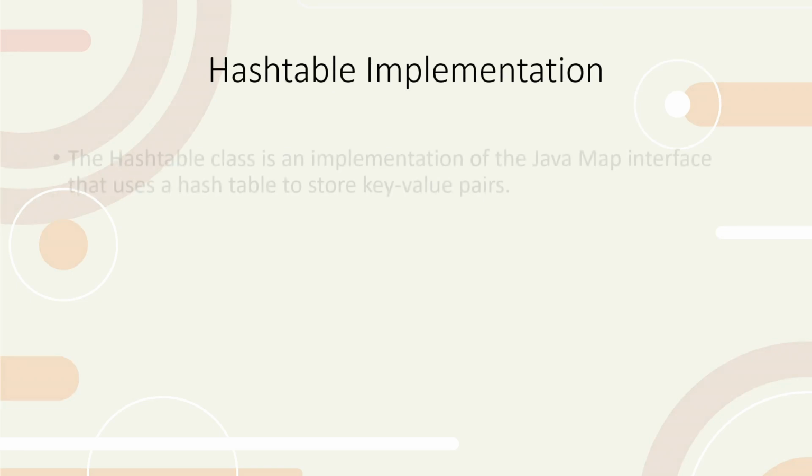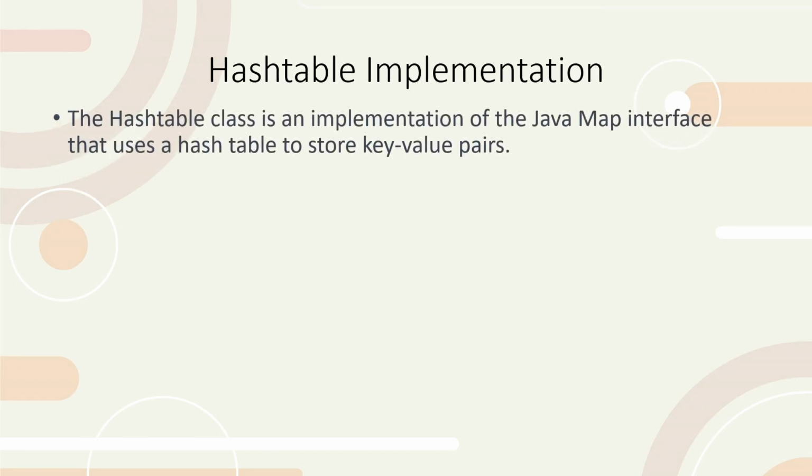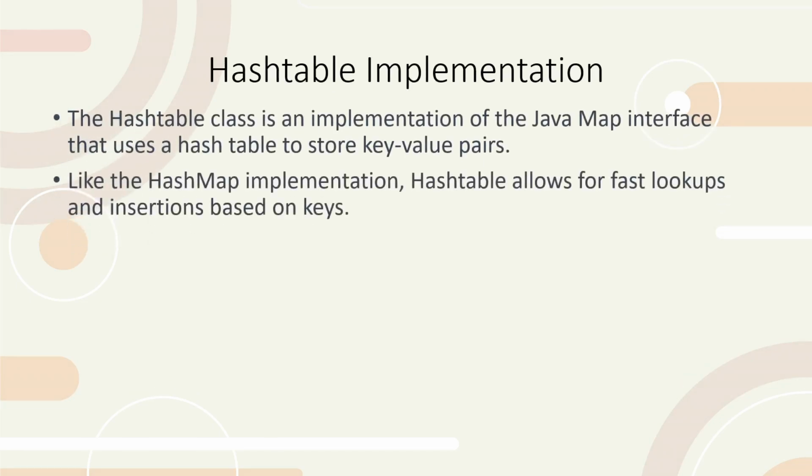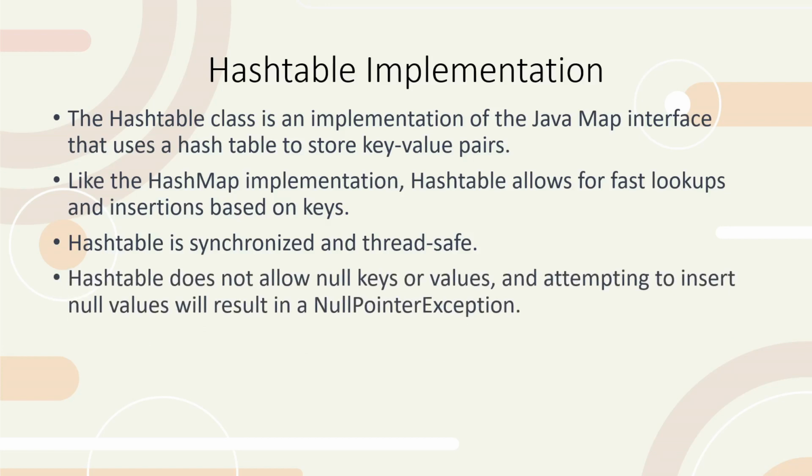Now let's look into the Hashtable implementation. The Hashtable class is an implementation of the Java Map interface that uses a hash table to store key-value pairs. Like the HashMap implementation, Hashtable allows for fast lookups and insertion based on the keys. Hashtable is synchronized and thread safe.